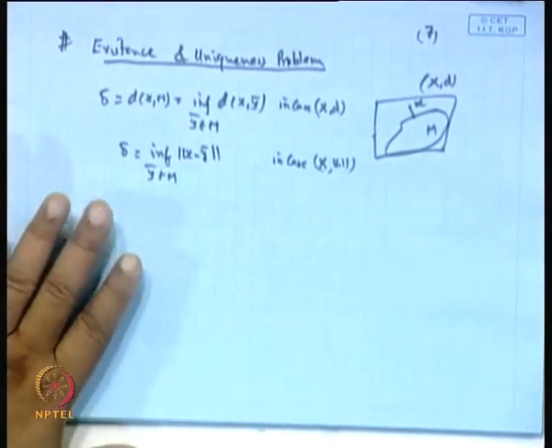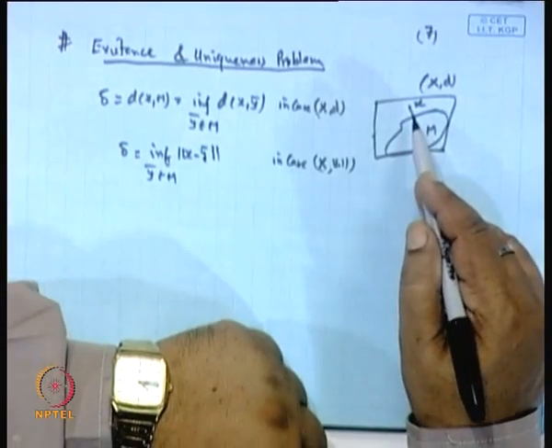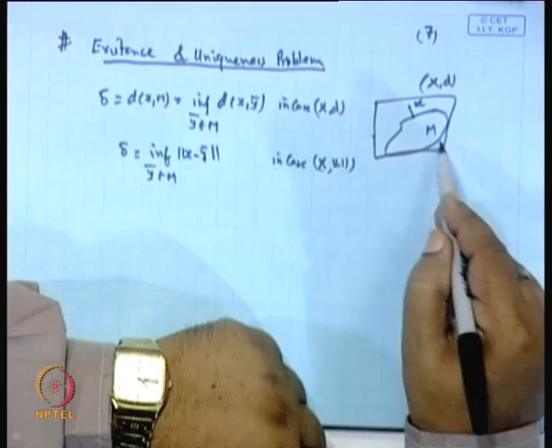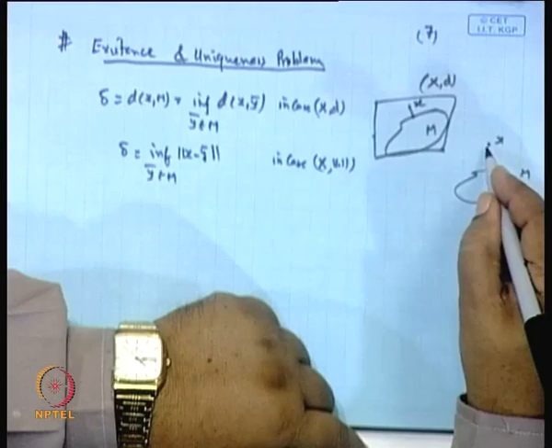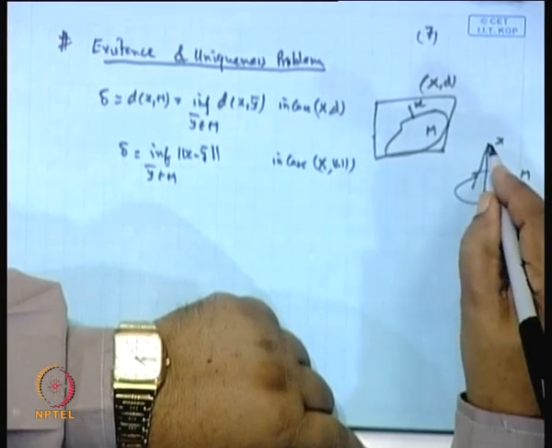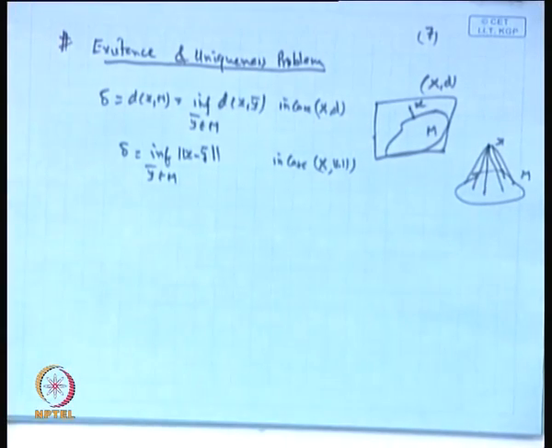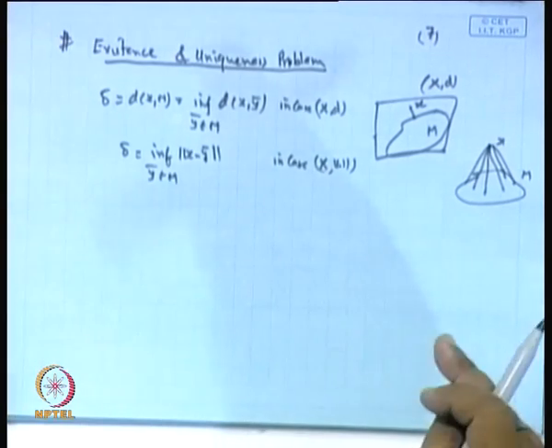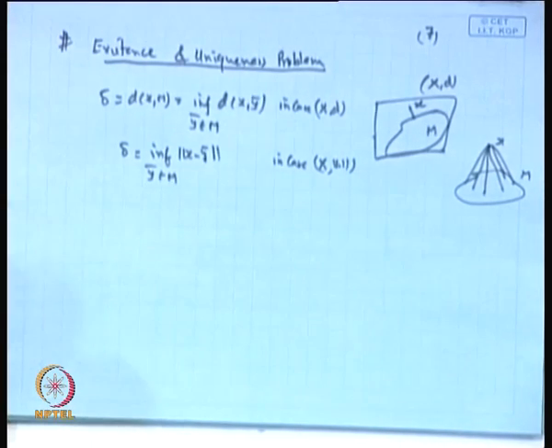Now, the question arises, when you are taking the distances of x from various points of M, in fact, this is the point x and here is M. What you are doing is calculating all sorts of distances, is it not? And then among all distances, you are choosing the infimum one, okay? And then you say this is the distance, because the greatest lower bound of all these distances will give the distance from x to M. The question arises whether this infimum really exists.